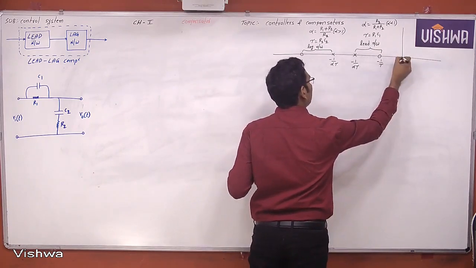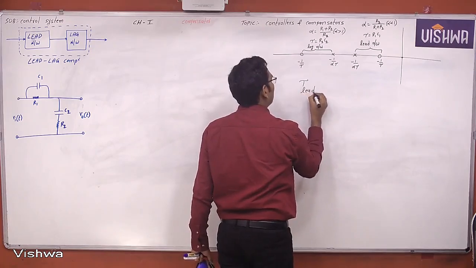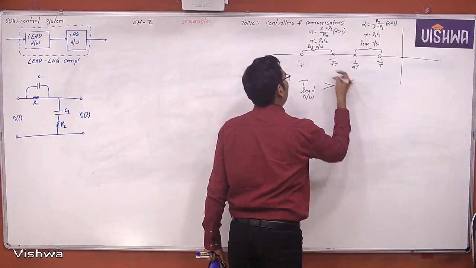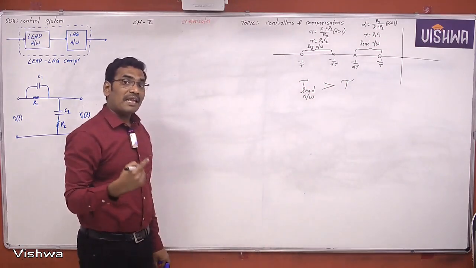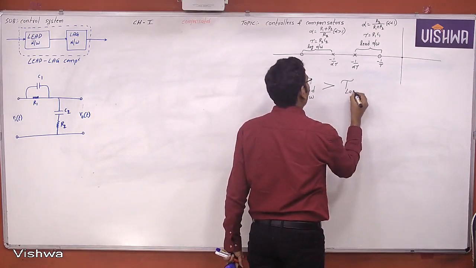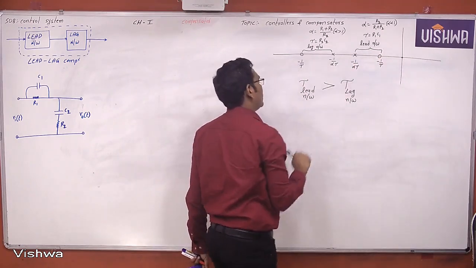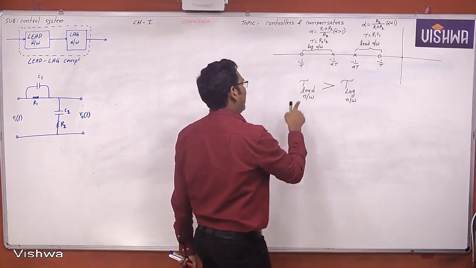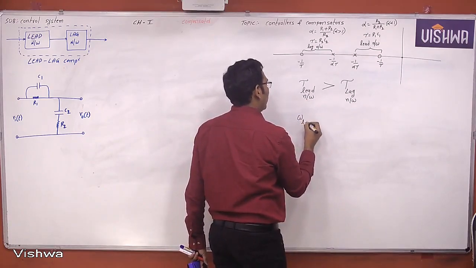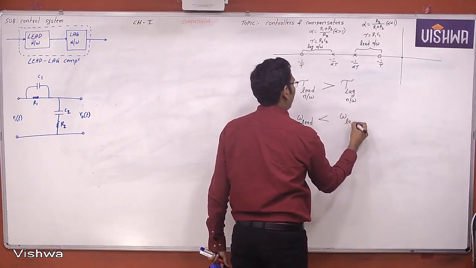The network nearer to the origin has the highest time constant. Very good. This is the lead network, which has the highest time constant. The lag network, which is away from the origin, has the lowest time constant. When the time constant is more, frequency is less.